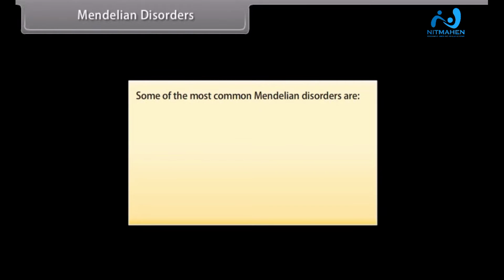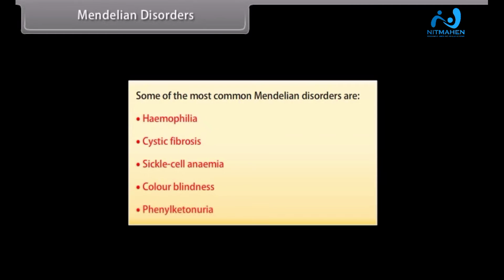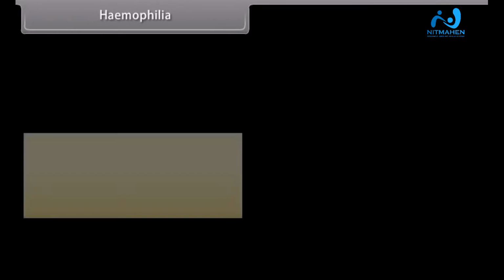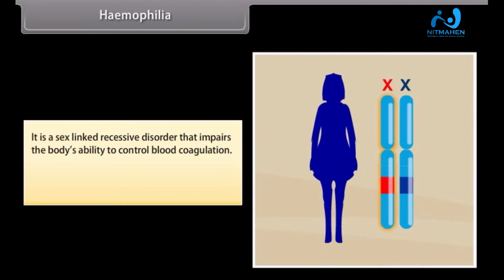Mendelian disorders. Some of the most common Mendelian disorders are Hemophilia, Cystic Fibrosis, Sickle cell anemia, color blindness, Phenylketonuria. Hemophilia: it is a sex-linked recessive disorder that impairs the body's ability to control blood coagulation. It is caused due to the deficiency of certain clotting factors.